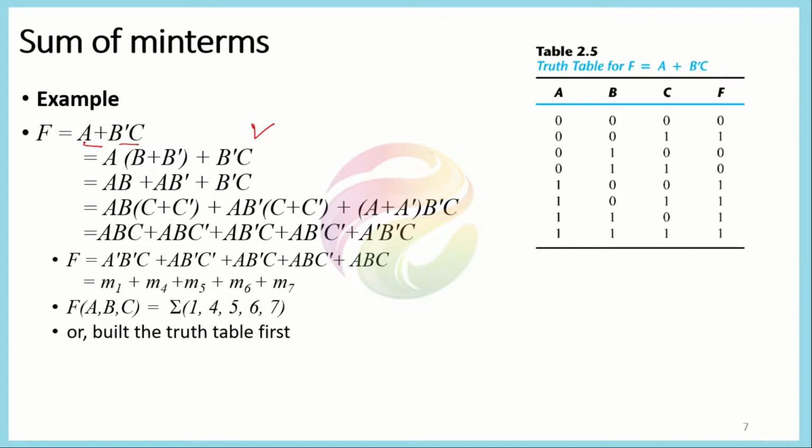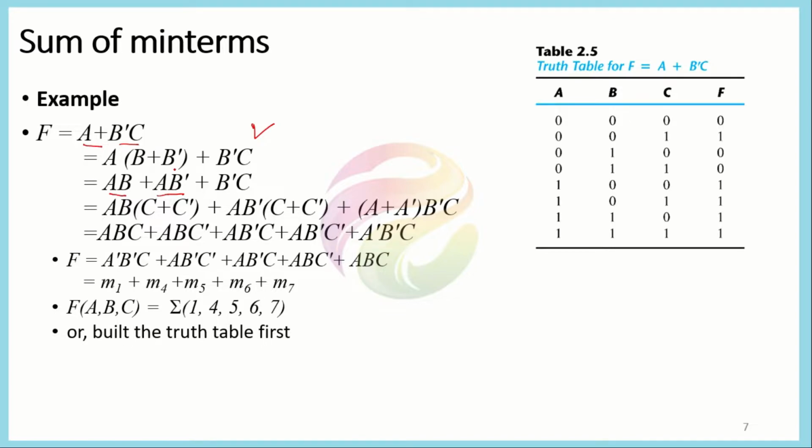Suppose for the first term, in the a term, we don't have b and c. So we first AND it with b plus b complement, because b plus b complement always results in 1. So we can always write it here as b or b complement. When we open this parenthesis, it will become ab plus ab complement. Now you can see that in these two terms, the c term is missing.